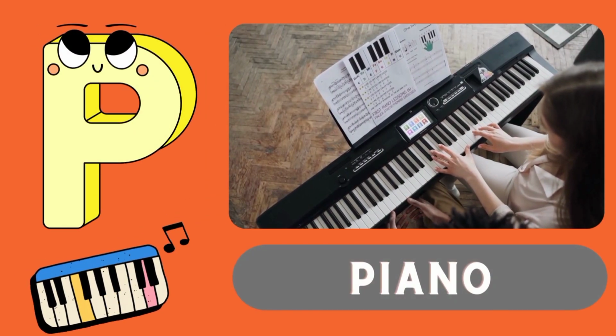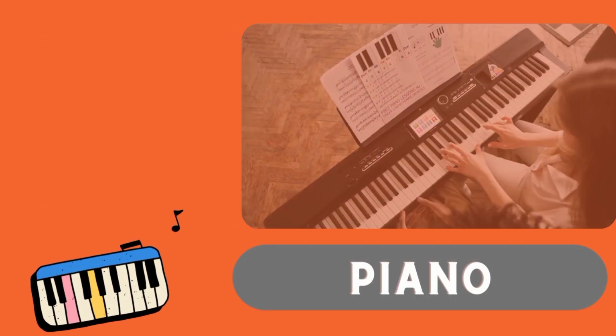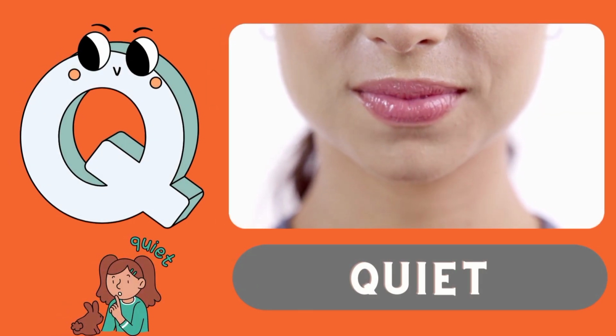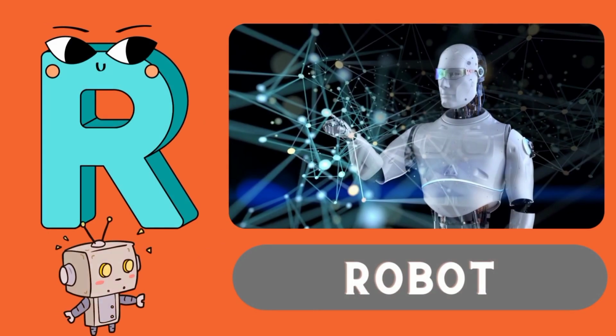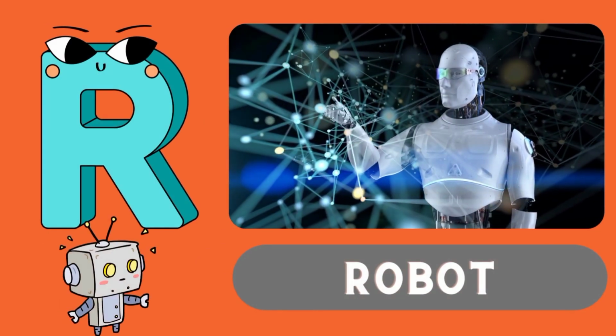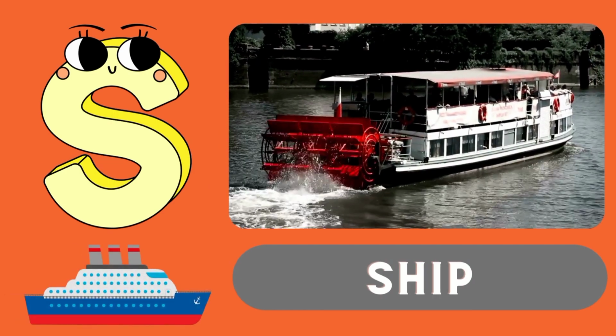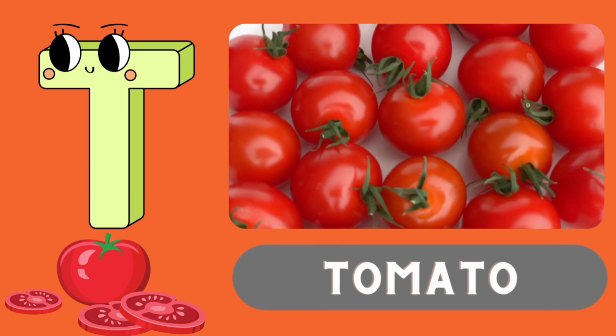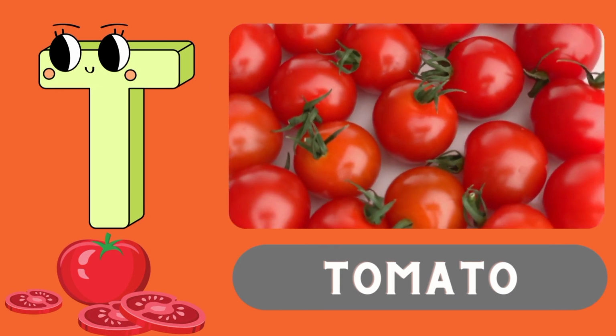P for piano. Q for quiet. R for robot. S for ship. T for tomato.